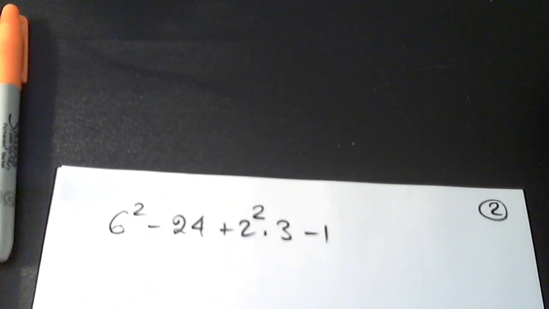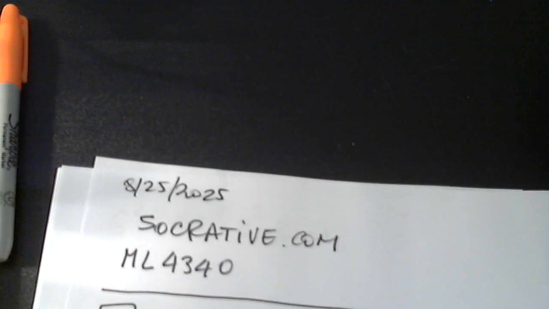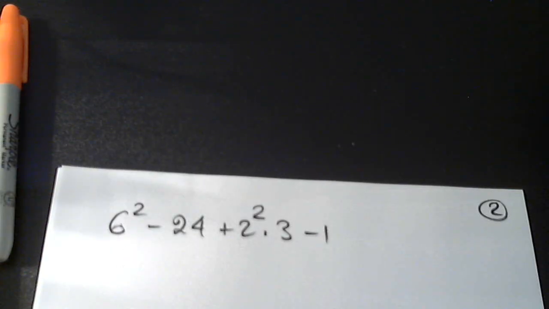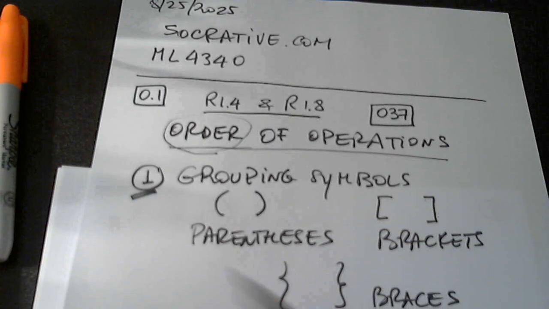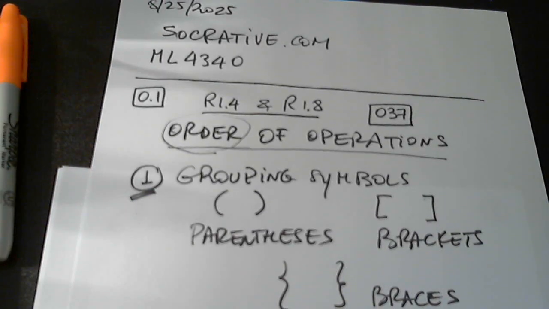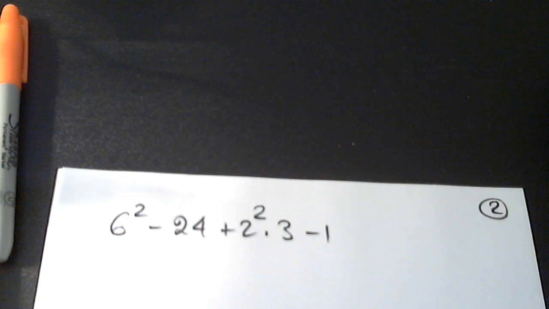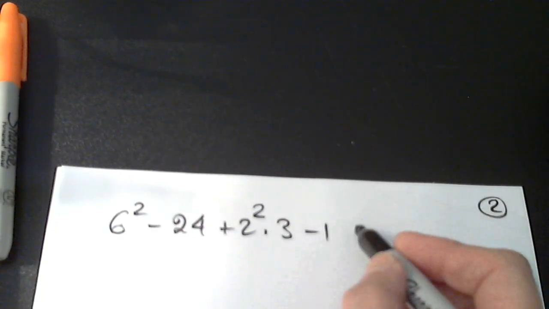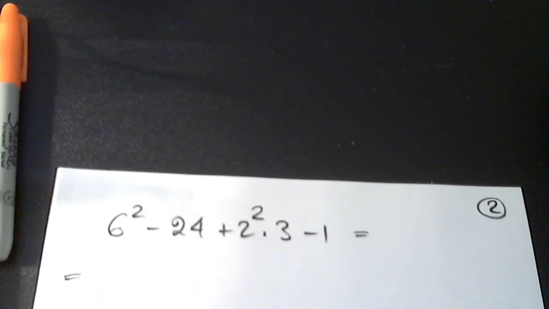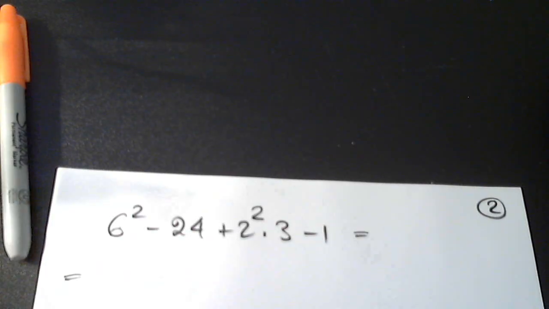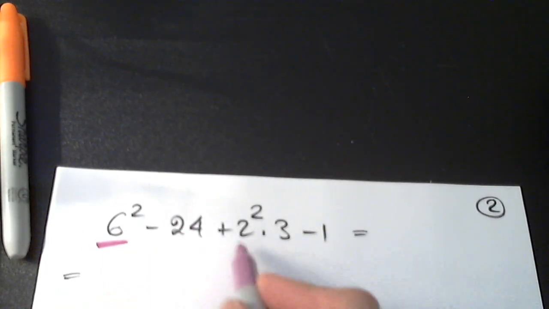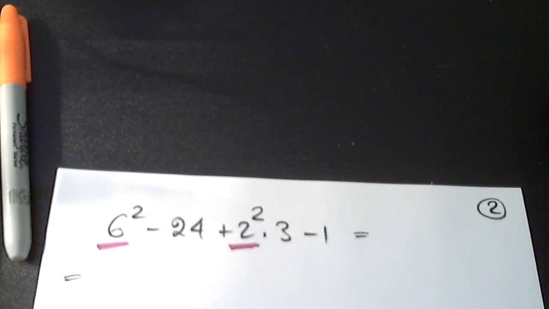It has no grouping symbols. Since there are no grouping symbols, I have to perform the powers, multiplication, division from left to right, and then at the very end, addition and subtraction. Okay. So my first step is this and this. 6 squared, anybody knows?